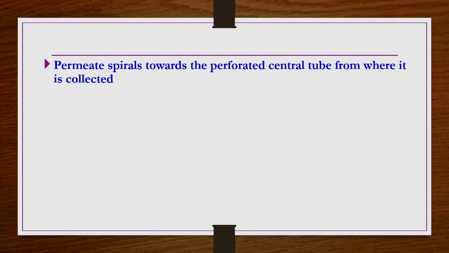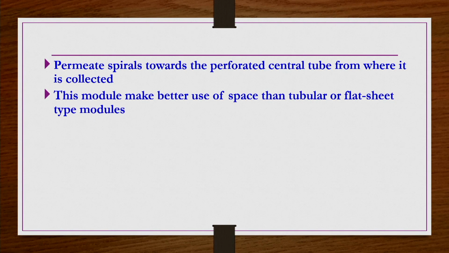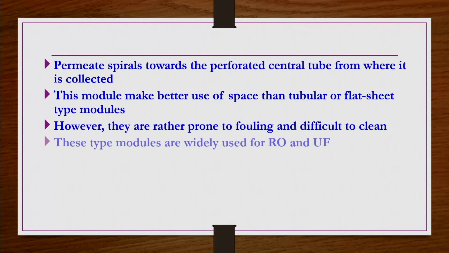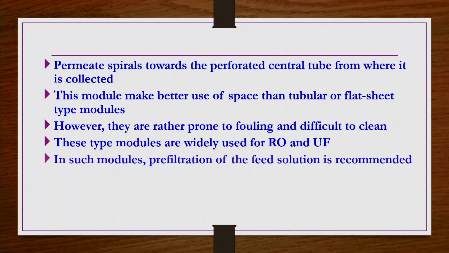Then the permeate spirals towards the perforated central tube from where it is collected. This module makes better use of space than the tubular or flat sheet type modules that we have seen. So, that means we can have higher capacity operations with these modules. However, they are rather prone to fouling and difficult to clean in general. These modules are widely used for reverse osmosis and ultrafiltration.